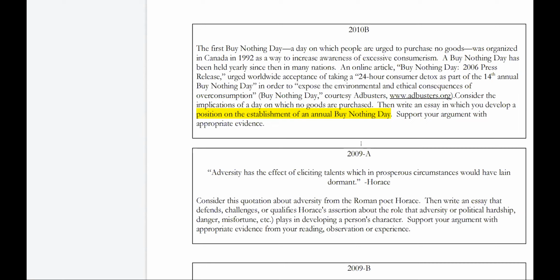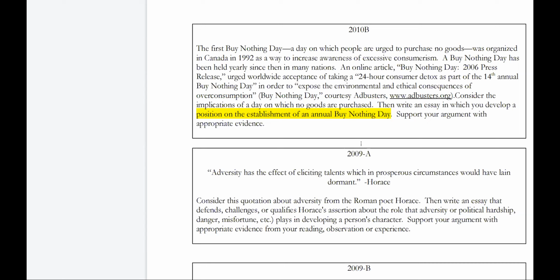Because if it's true-false, there's nothing to say whether it's true or not, because it already exists. Okay. So it's more like a "should we" question: should we support an annual Buy Nothing Day or should we not? If we say we should, that means we believe doing so is going to generate benefits. And if we say we should not, that means doing so, we're going to end up with some kind of harmful effects.